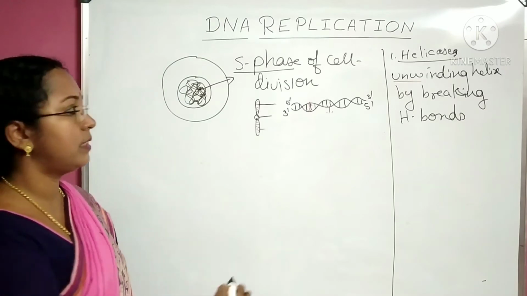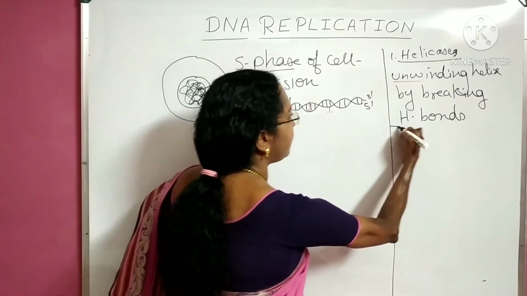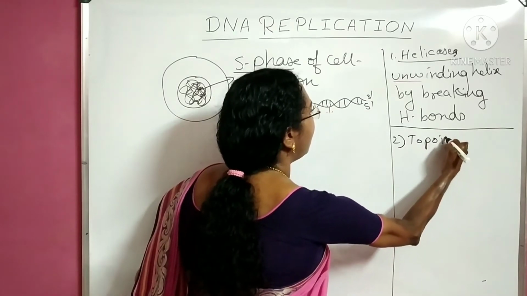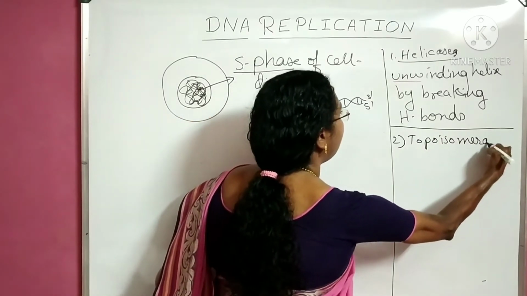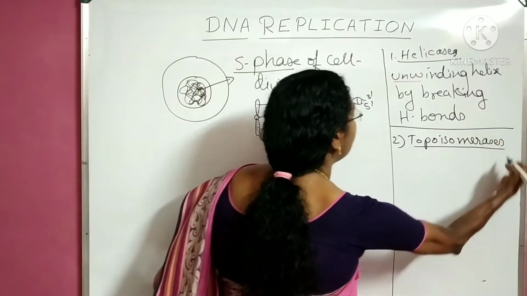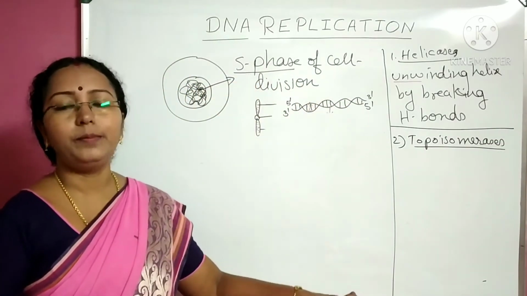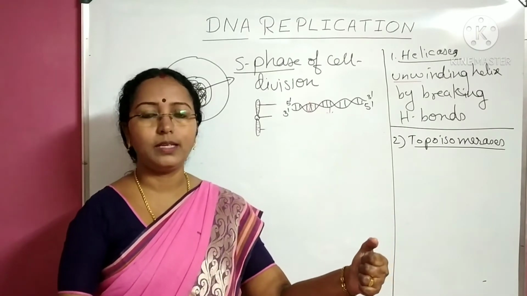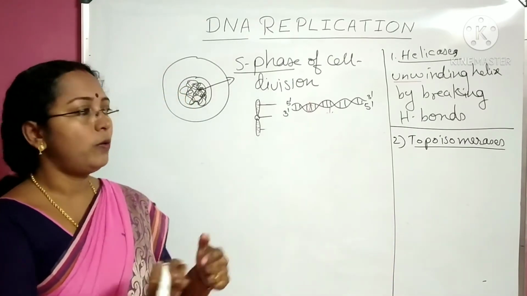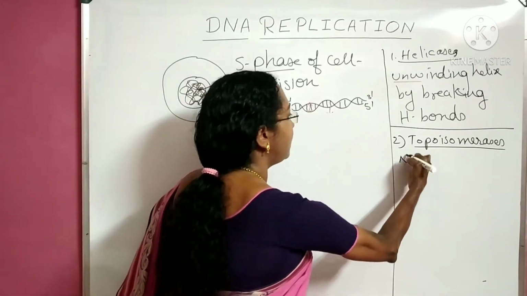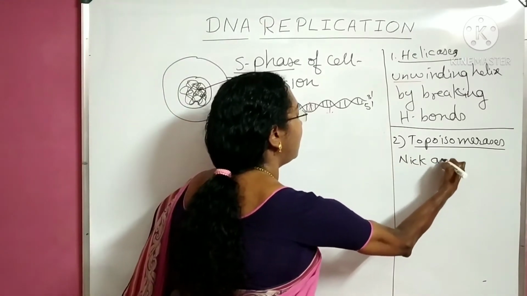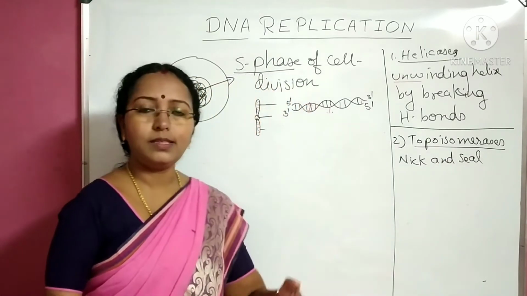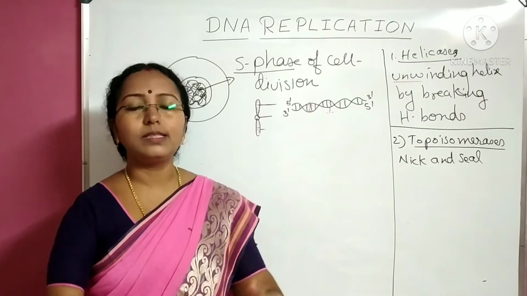So the second enzyme is topoisomerases. The second enzyme is coming into action. This enzyme is trying to keep the two strands separated. This enzyme is also called by another name, the nick and seal enzyme. Nick means cut, and then seal. What is this cutting and sealing?